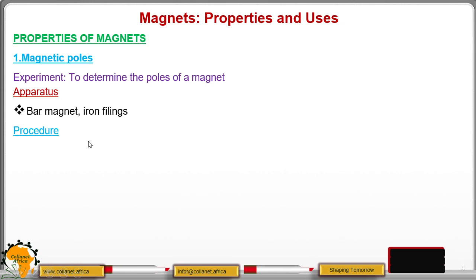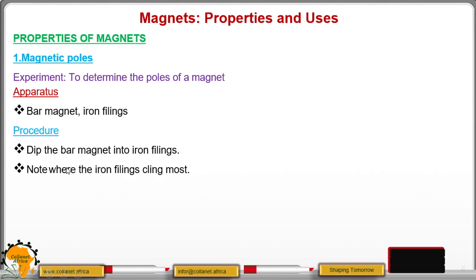We proceed as follows. 1. Dip the bar magnet into iron filings. Note where the iron filings cling most. Then repeat the experiment using a horseshoe magnet and make your observation.